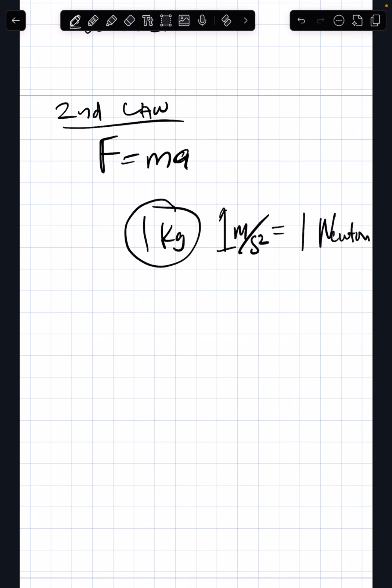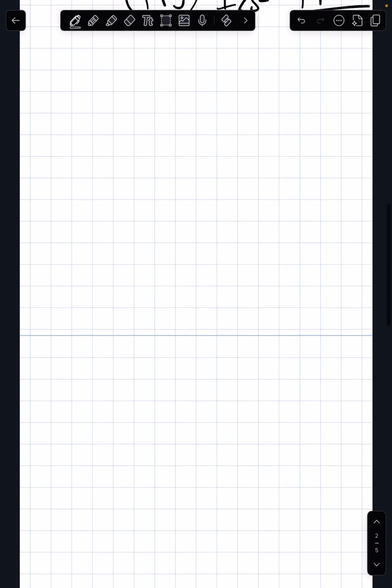And why is it called a Newton? I don't know, but I'm thinking it's because they're Newton's laws. So that's probably why. I'm not really sure, but that's what we call it. 1 kilogram accelerating at 1 meter per second squared is called 1 Newton. And that sums up the second law.